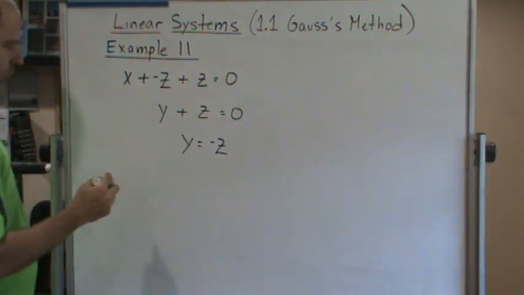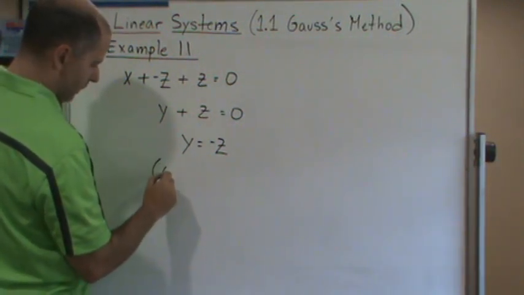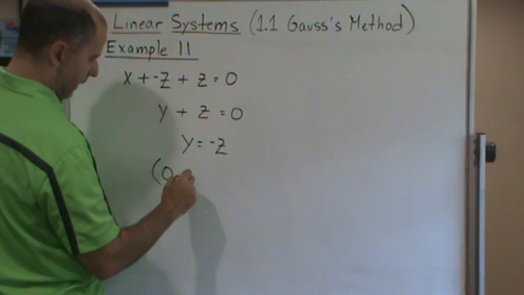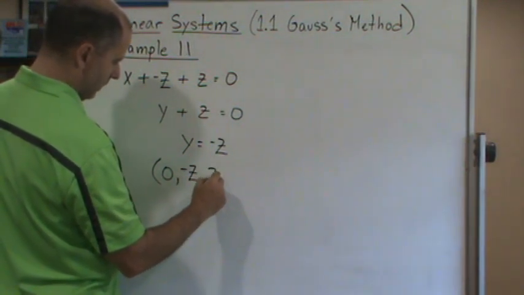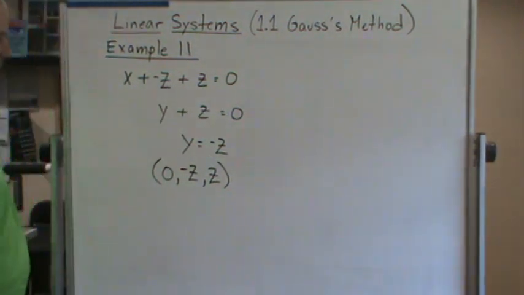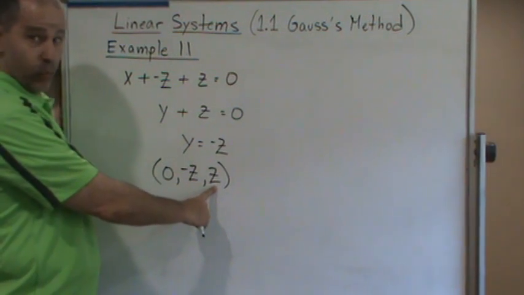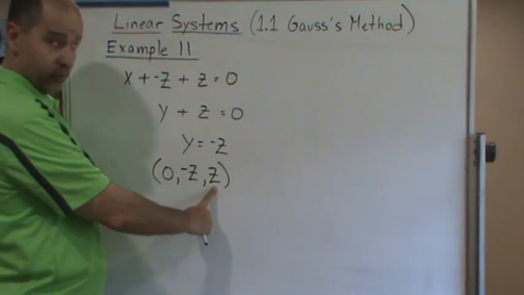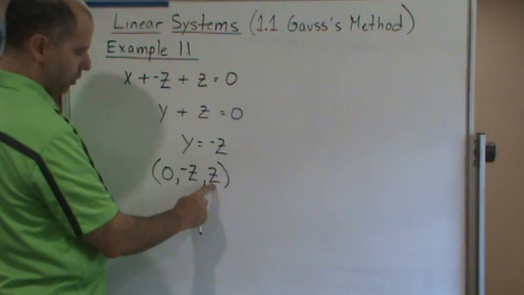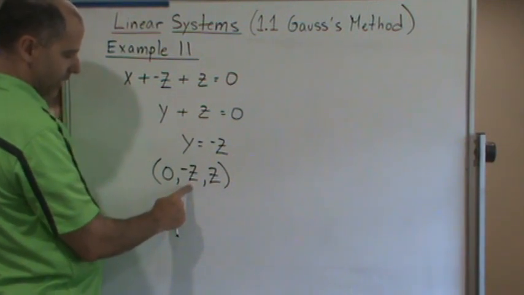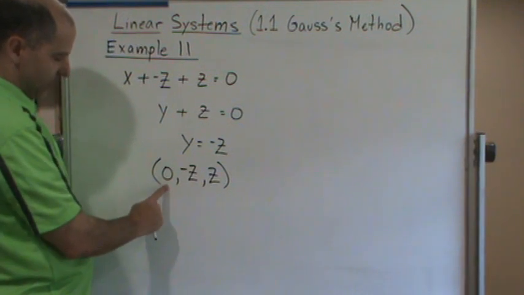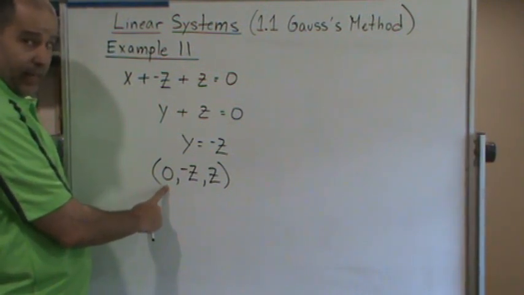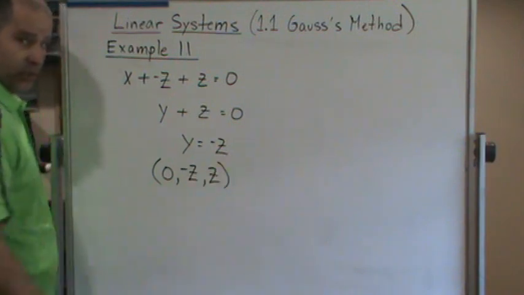So guess what my solution set is going to be? It's going to be 0, and it's going to be what? Negative z and z. So that means z is free to be whatever you want it. It's a free variable. Okay, it's free to be whatever you want. But once you say what z is, then as long as this is the opposite of that, negative z, and the first variable x is 0, then it's a solution.